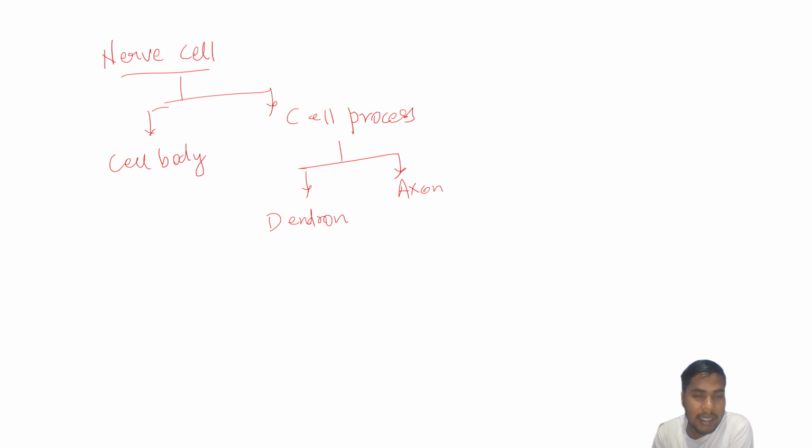So the idea is how the neurons generate the nerve impulse, and how the conduction of these nerve impulses takes place. So let's start with the generation process.